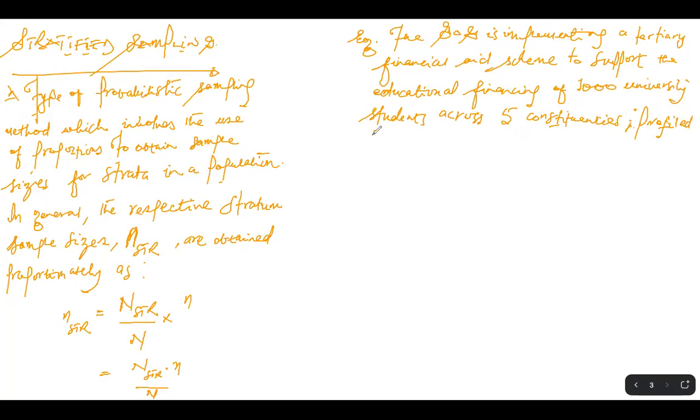So profiled as follows. All right, so we have 5 constituencies, so let me create a data set. Let's say constituency, and then we have the counts. The count is the number of people in the constituency.